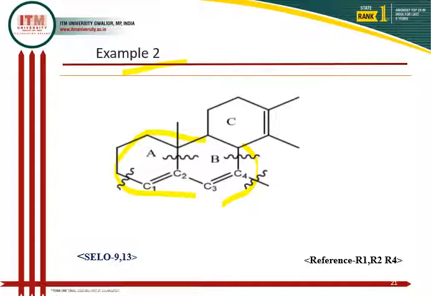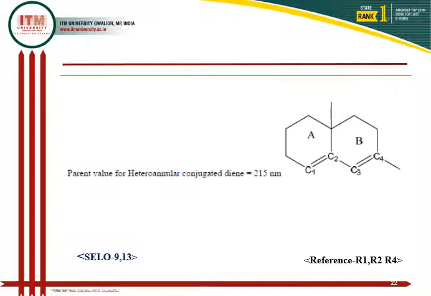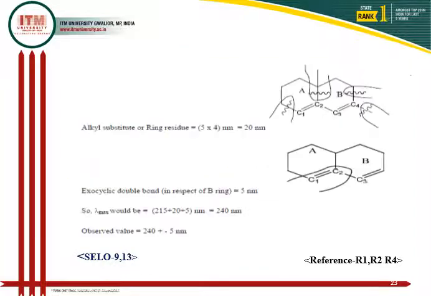What would be the base value of heteroannular diene? The base value is 215 nanometers. Remember, for the acyclic and the heteroannular dienes, the parent value or the base value should be taken as 215 nanometer, and for homoannular 253 nanometers. So that is your parent compound heteroannular. Here you can see this is the parent heteroannular we have identified and the value to be taken as 215. Now if we see their attachments.